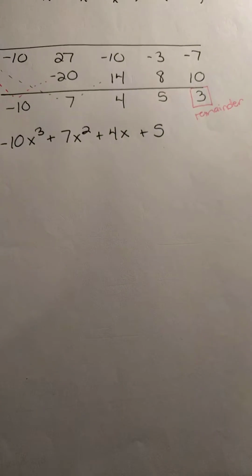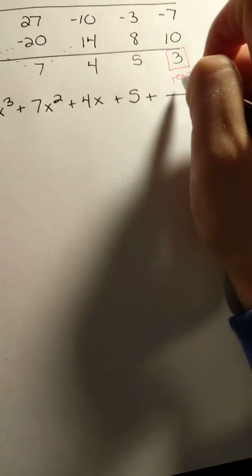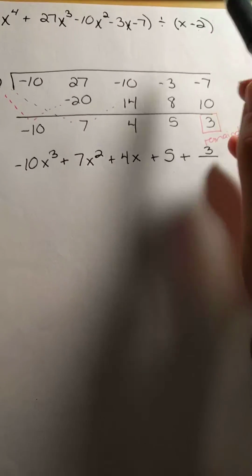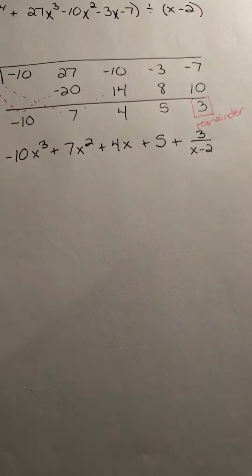Now, as you recall from the long division example, we're going to write this as a mixed expression. So we're going to write plus our remainder, which is 3, over our original divisor, which is x minus 2. And that's how we write remainders.